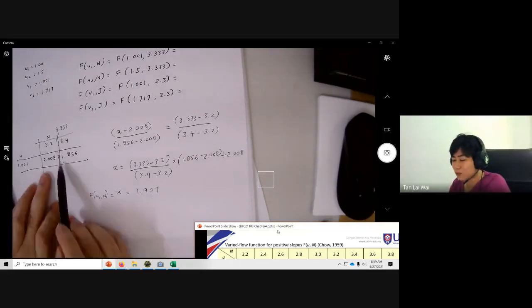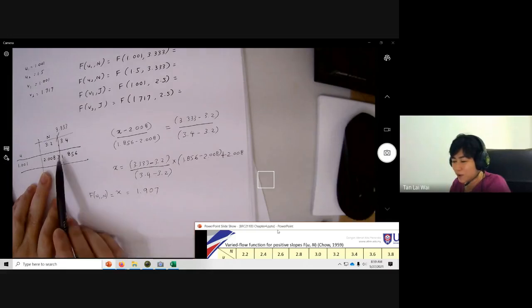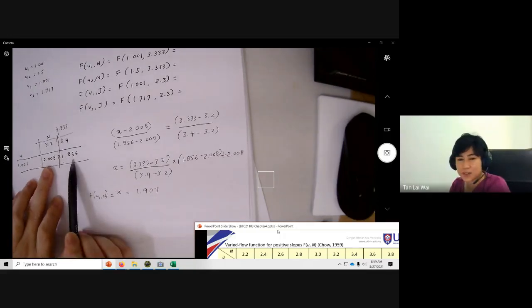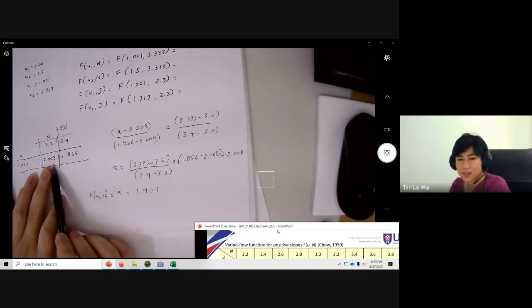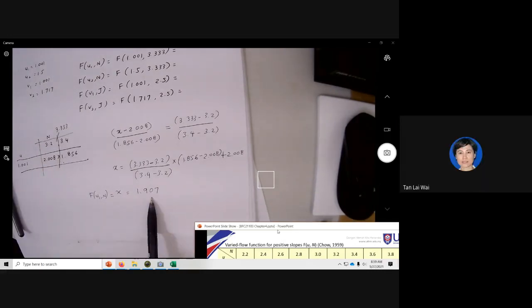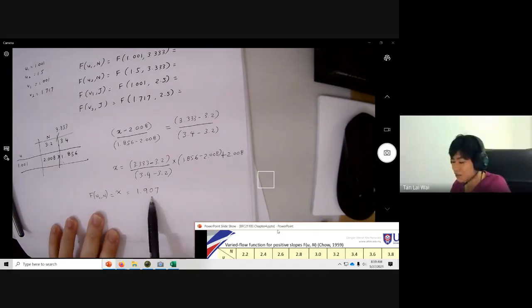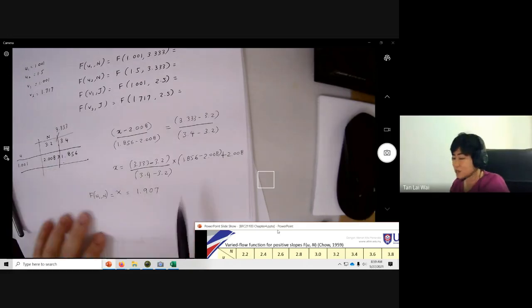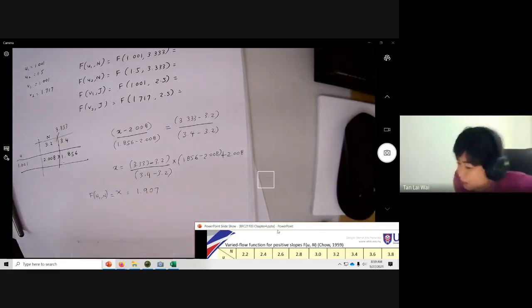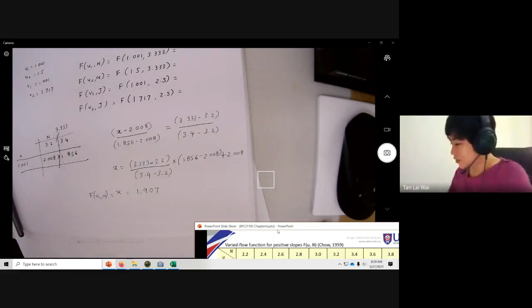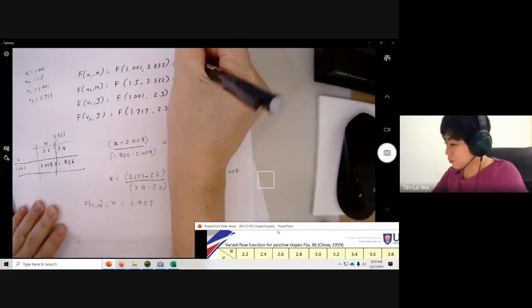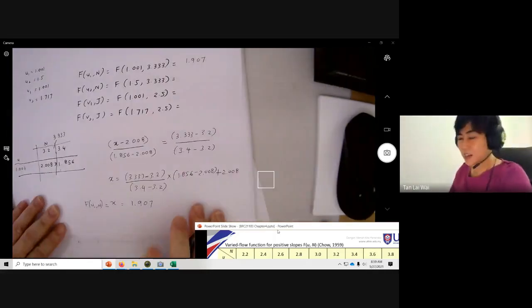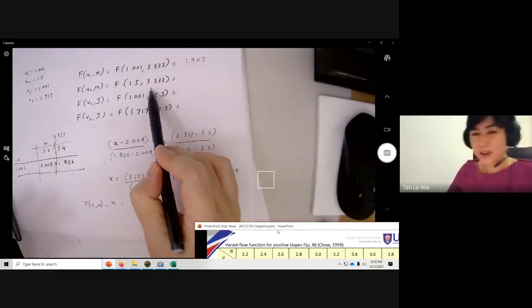Why? I would expect this value to fall between these two. Betul kan? Patutnya nilai x ni antara dua nilai ni. So, kalau saya tengok nilai ni, saya rasa betul lah. This is true because it is between these two values here. So, that is how you do it. You have already solved this, and it would be 1.907.